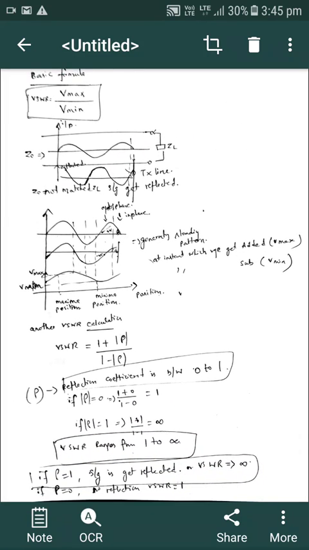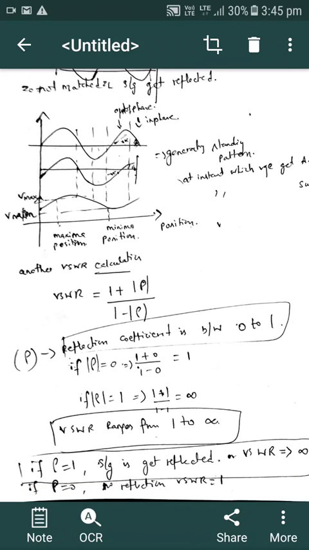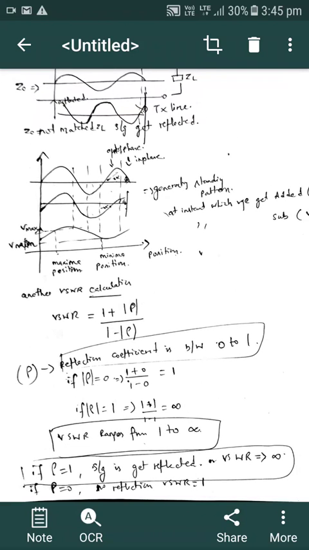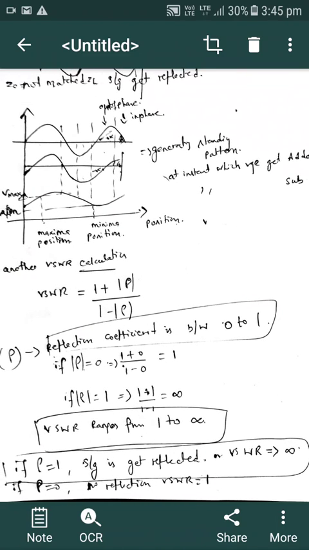Another formula for VSWR is 1 plus modulus of rho divided by 1 minus modulus of rho. Here rho indicates the reflection coefficient. The reflection coefficient always lies between 0 and 1. Let's consider two cases. If the modulus of rho is 0, substituting into the formula gives 1 plus 0 by 1 minus 0, which is 1. So when the reflection coefficient is 0, the VSWR value is 1.